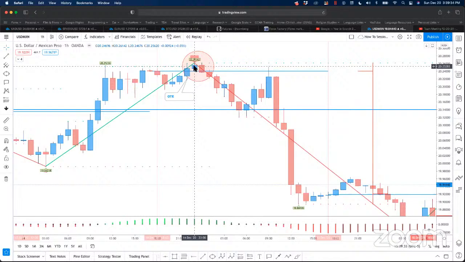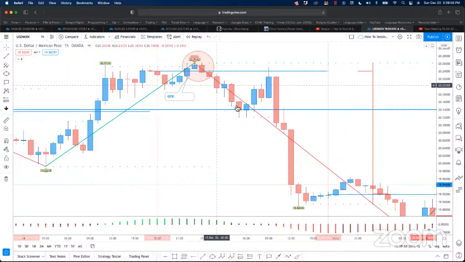Tokyo and Sydney sessions, dang, Bitcoin just took off. And I'm in this trade too, dang. Cool, cool, cool. So this would have been the first optimal entry.